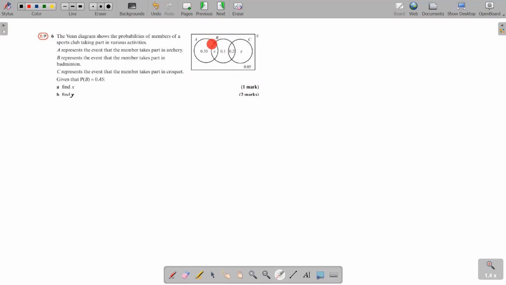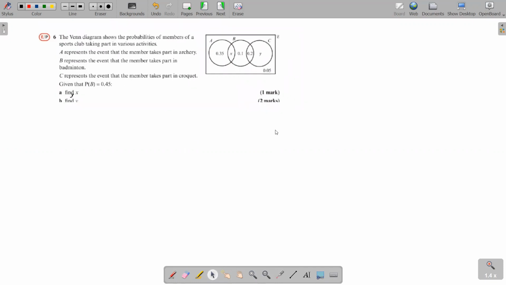Given that the probability of B is 0.45. So guys, this is important. Probability of B is 0.45 means that this B circle, right? So the entire probability of the B circle is given to you, which means the complete value of the B circle is 0.45. Can you guys see? So this figure, this circle adds up to 0.45. Okay. So they're asking you to find the value of x and y.